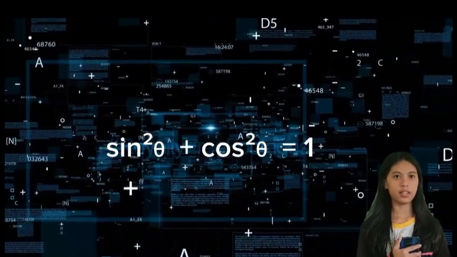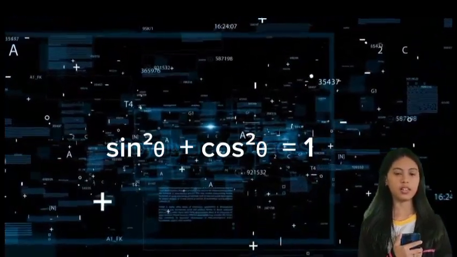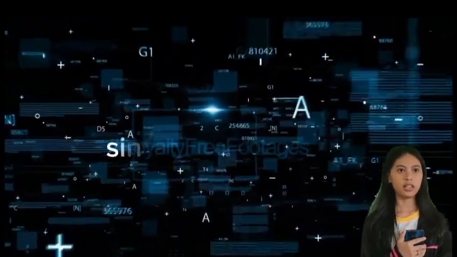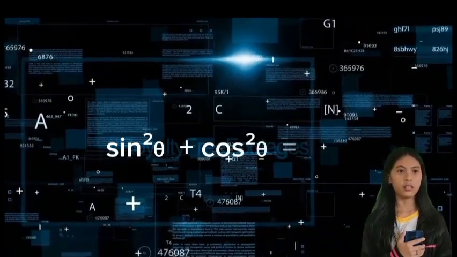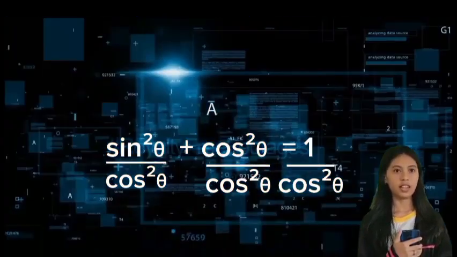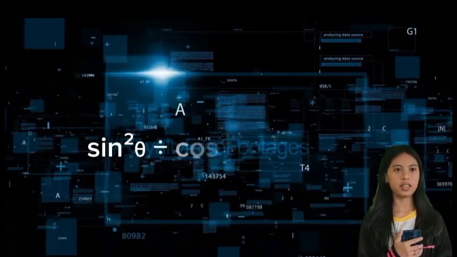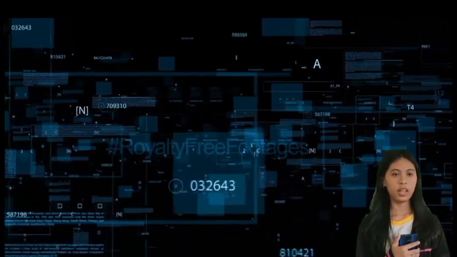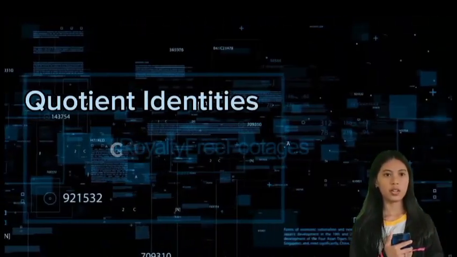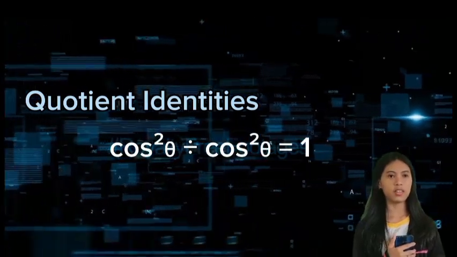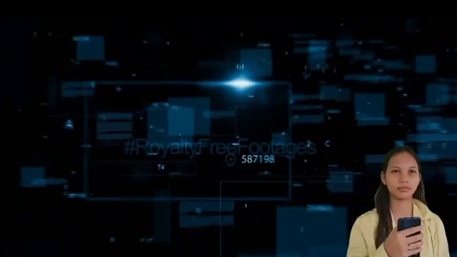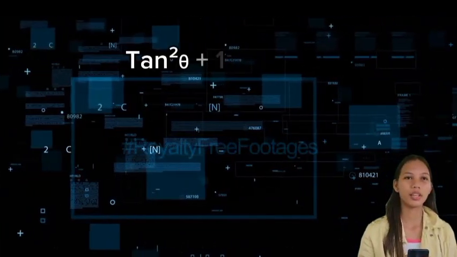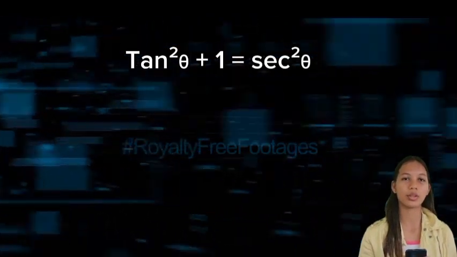Let's say we will divide this whole equation by square root of cosine theta, so we can form a different identity. Square root of sine theta plus square root of cosine theta equals 1 divided by square root of cosine theta. Square root of sine theta divided by square root of cosine theta is equal to square root of tangent theta. In our quotient identities, square root of cosine theta divided by square root of cosine theta is equal to 1. The second main Pythagorean identities: square root of tangent theta plus 1 equals square root of secant theta.